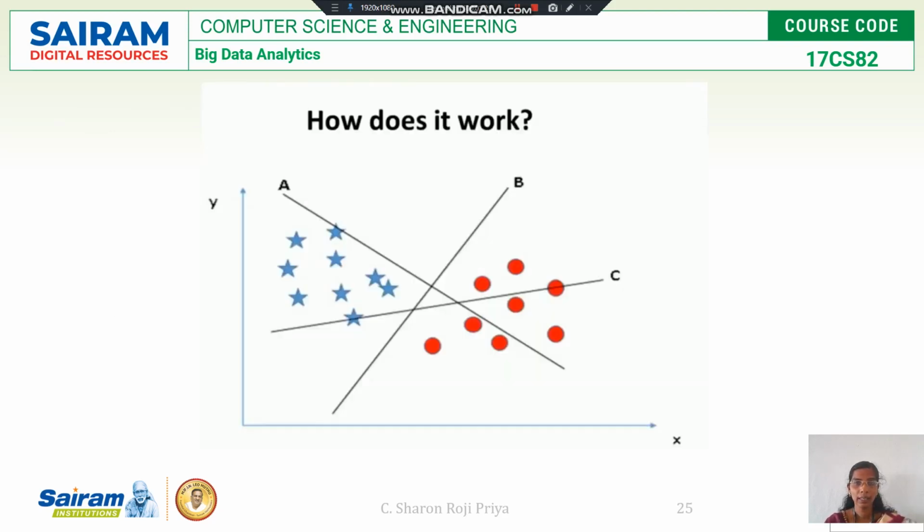Here we can see an example. We are having two classes, blue colored star class and red colored circle class. And here we have three hyperplanes, A, B and C. When you see these three hyperplanes, you look at this A hyperplane.